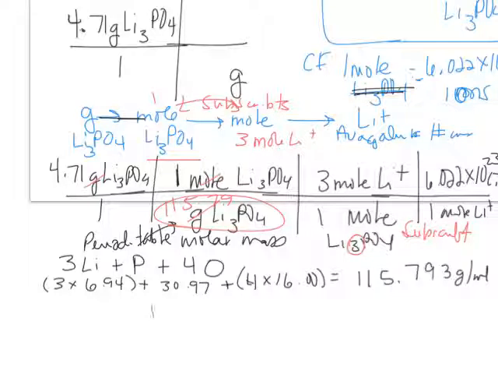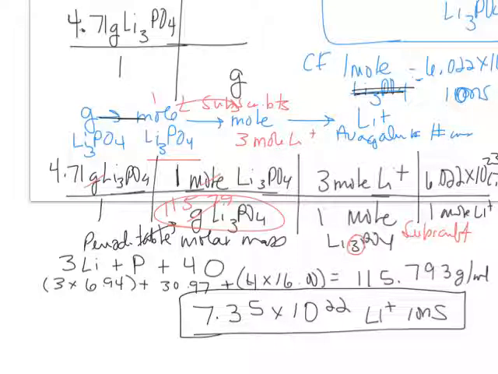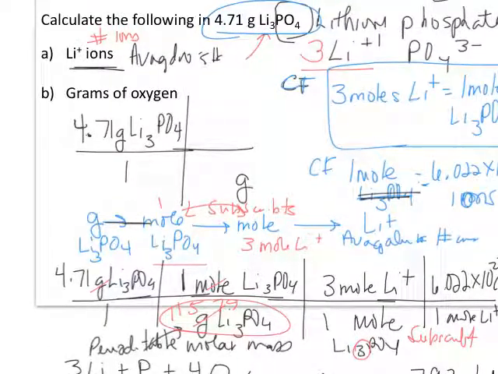And my answer was 7.35 times 10 to the 22nd lithium ions. And note, whenever you're dealing with a big number like Avogadro's number, you should have exponents. So does the number make sense? And it does. Okay, that's part A. Now the other part of this question is how many grams of oxygen is in this compound.